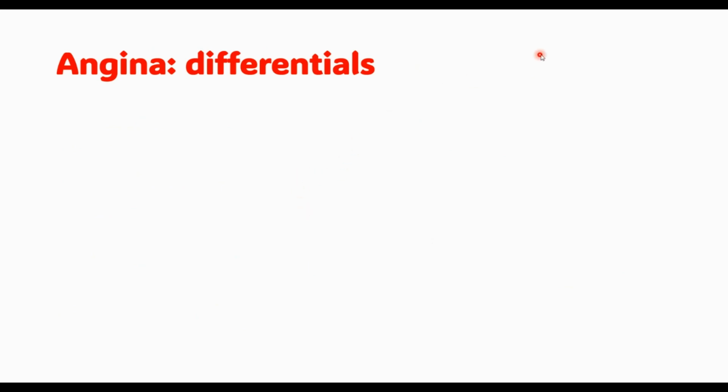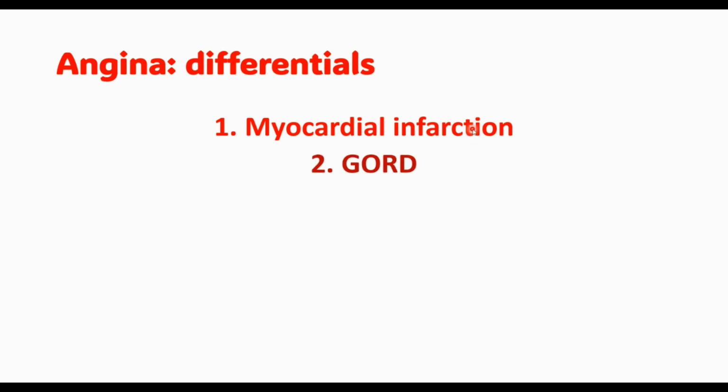All right, okay. And I just thought I'd mention some differentials of angina. Some of these conditions I've got here we're going to discuss in more detail in future videos. So myocardial infarction, we're going to discuss that in the next video, and how to differentiate an MI from angina. And then we have gastroesophageal reflux disease, pericarditis, which is inflammation of the pericardium, which surrounds the heart.